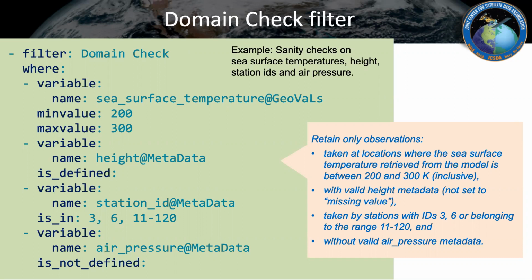We can also have what's called an is-in statement. So we can filter based off of station IDs and say that the station ID has to be number 3, number 6, or anywhere in the range of 11 to 120. And then lastly, to complement is defined, we want to select only observations where the air pressure is not defined.